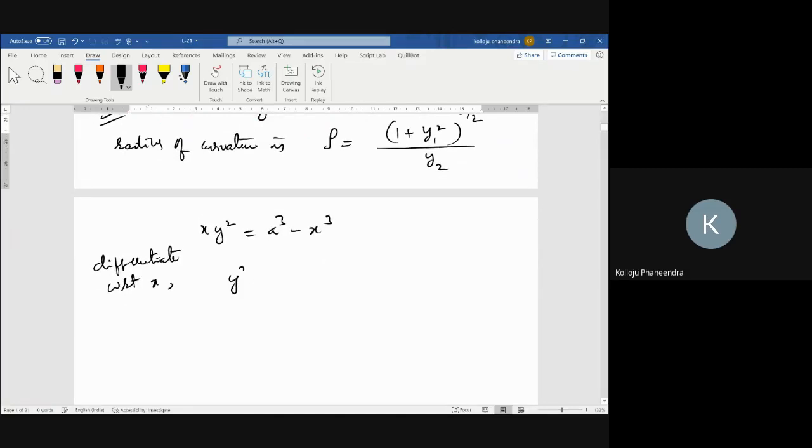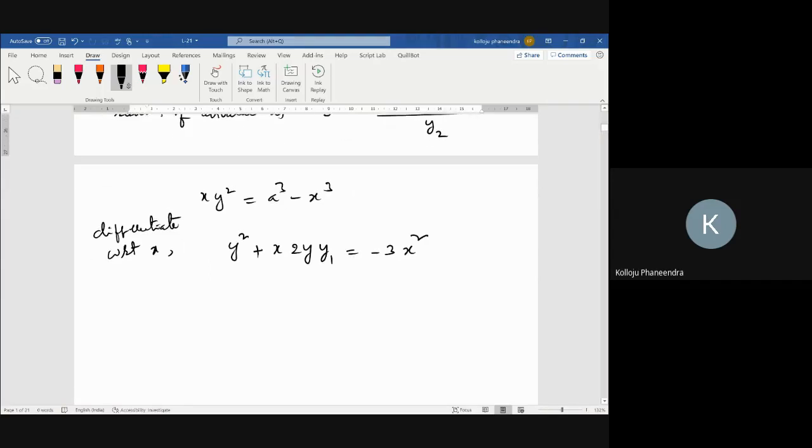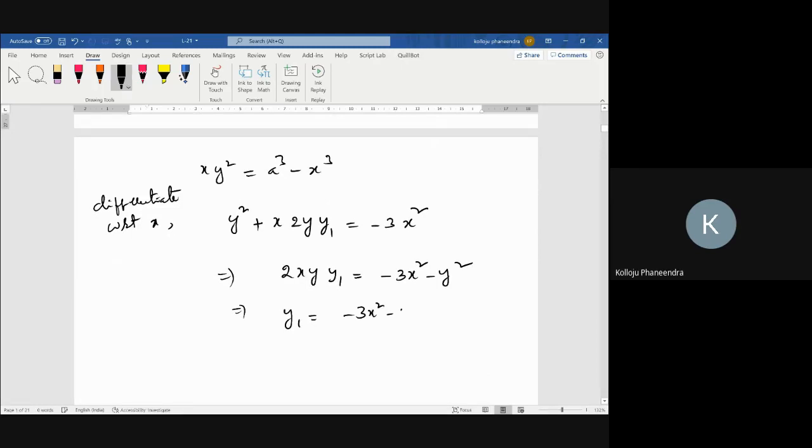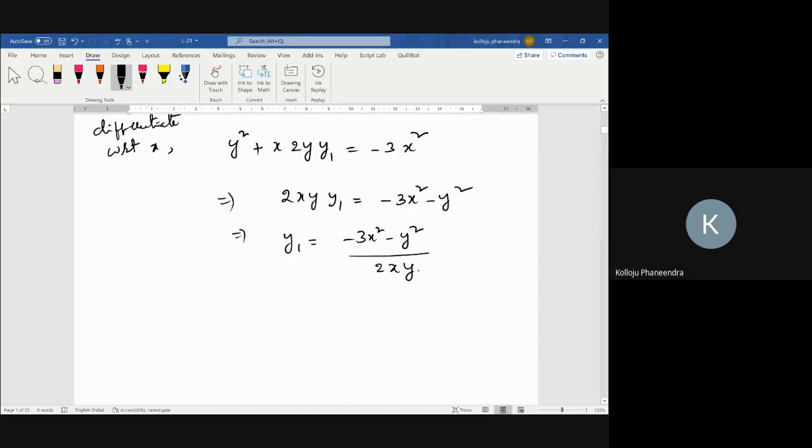Using the UV method: first, y square times the derivative of x, which is 1, plus x times 2y y1, equal to 0 minus 3x square. So what is the y1 value finally? I need y1 now. So 2xy y1 equal to minus 3x square minus y square. So y1 equal to minus 3x square minus y square, whole by 2xy. Now to simplify this, I know the value of y square from the equation of the curve.